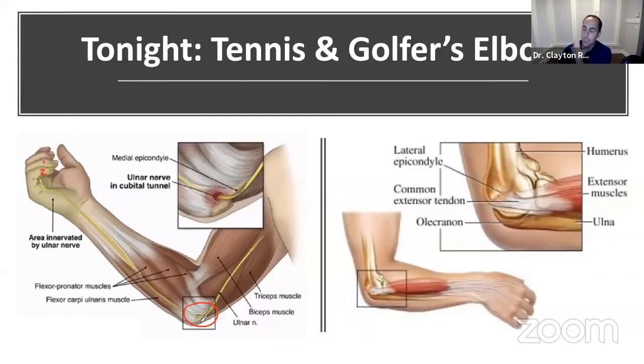So again, the impingement could be from here, it could be from here, it could be in the forearm, it could actually be in the wrist as well. So we need to figure out where the hose is being kinked if there is a nerve presentation. Now, that doesn't happen all the time because many times golfer's elbow or tennis elbow will just appear as pain in the elbow. Doc, my elbow hurts right there. There's no numbness, there's no tingling. Those cases tend to be a little bit more direct and easier to diagnose.